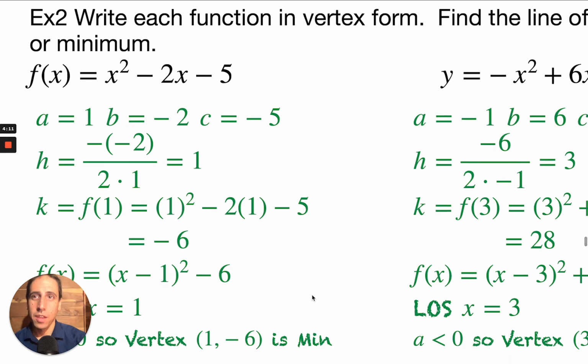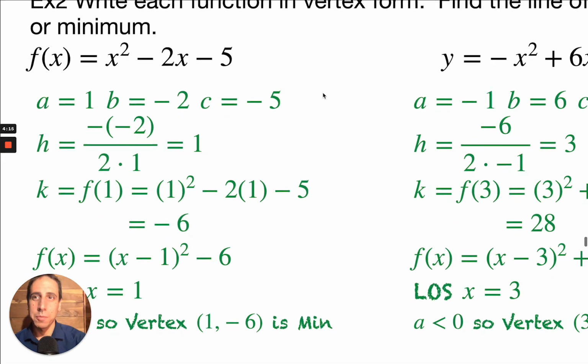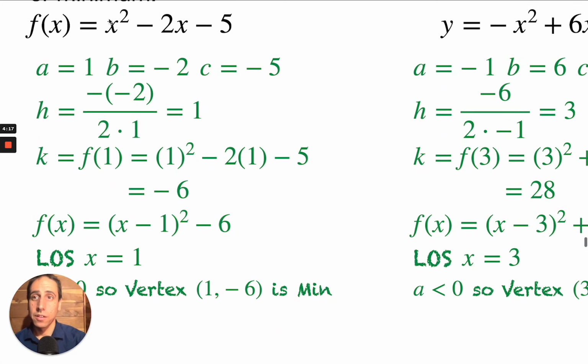All right. So we're going to write each function in vertex form. Then we're going to find a whole bunch of information about it. So here, we're going to do the same thing we did above. A is equal to 1, b is equal to negative 2, c is equal to negative 5. And so we got h is equal to negative b over 2 times a. That turns out to be a positive 1. You plug 1 into the function as an input, and the output is negative 6, as you can see here.